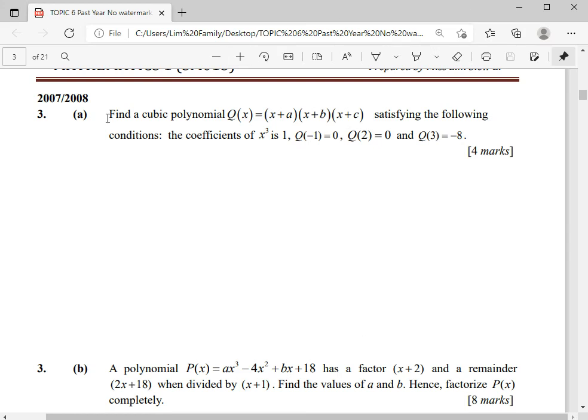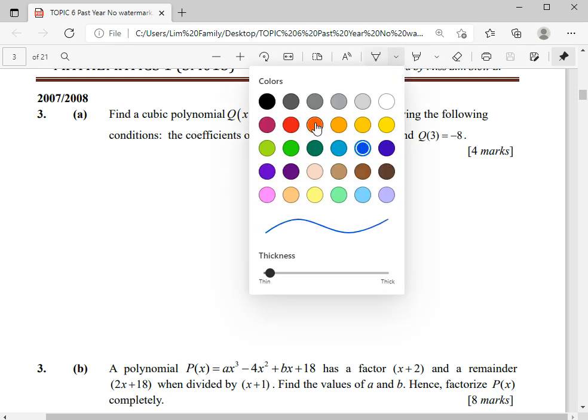So for this question 3, find your cubic polynomial. Means you have to find out this. What's your A? What's your B? What's your C? And then satisfying the following condition.